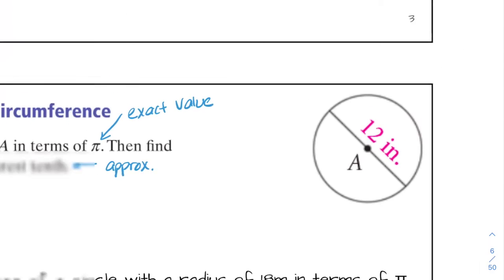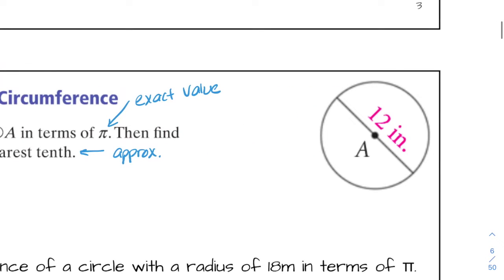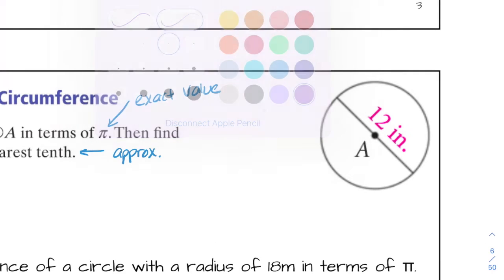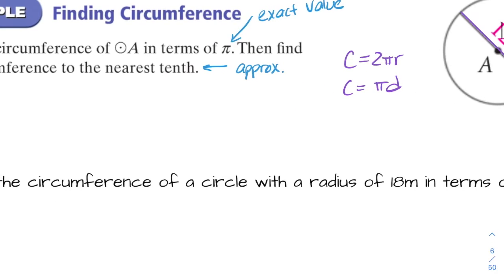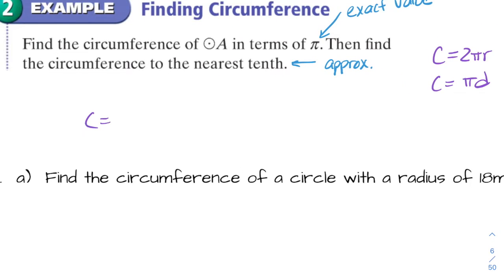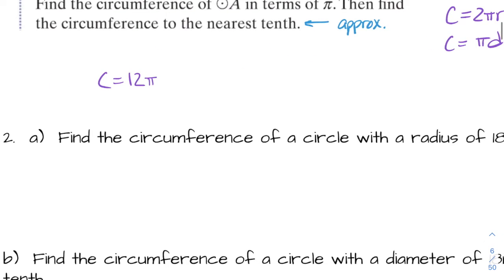So here we want to know the circumference. Remember, circumference is one of two equations. You can use 2 pi r, or you could use pi d, since 2 radiuses is 1 diameter. So it looks like I have a diameter here of 12. So I'm just going to say circumference then is 12 pi inches. So it's my exact value. That's in terms of pi.